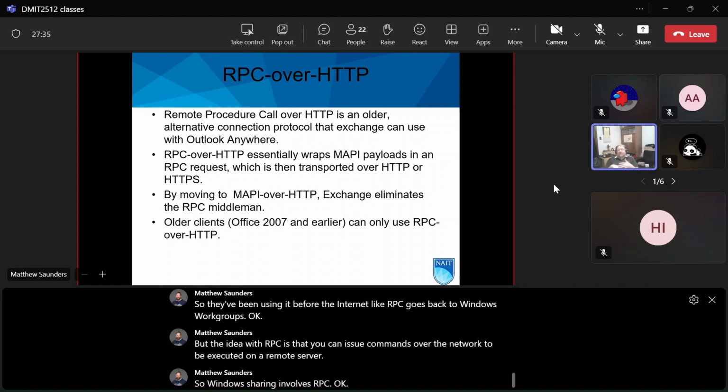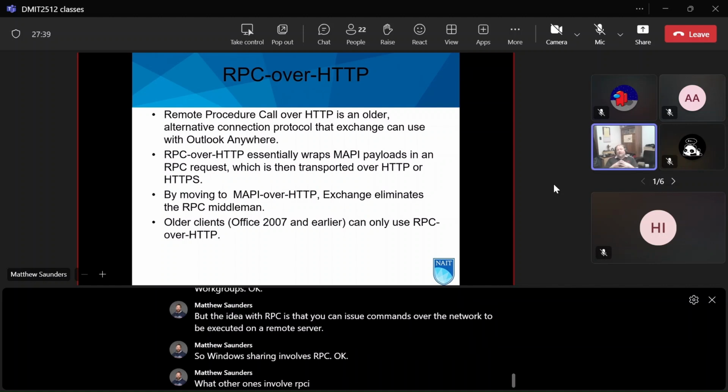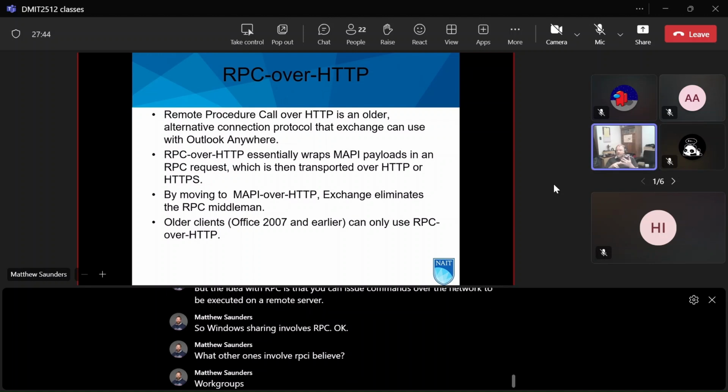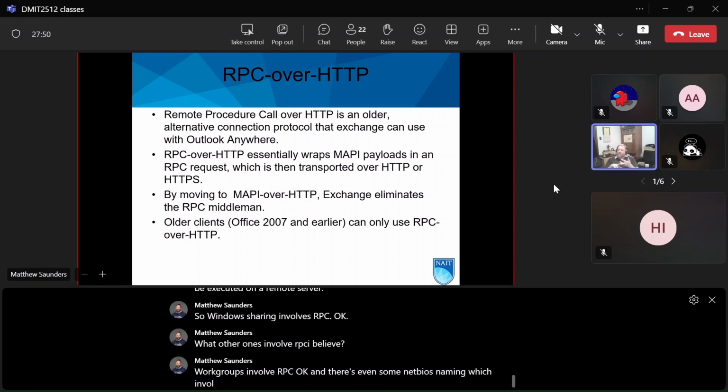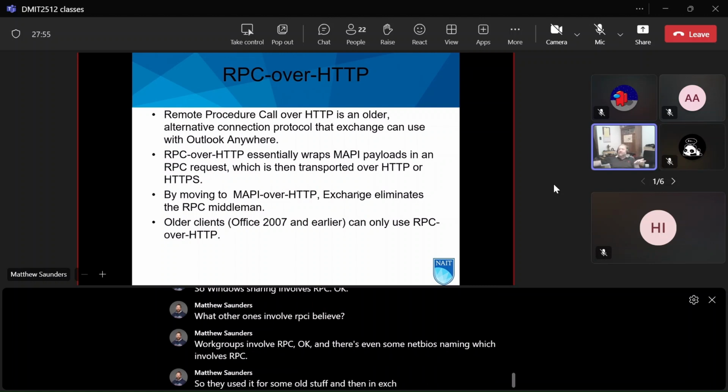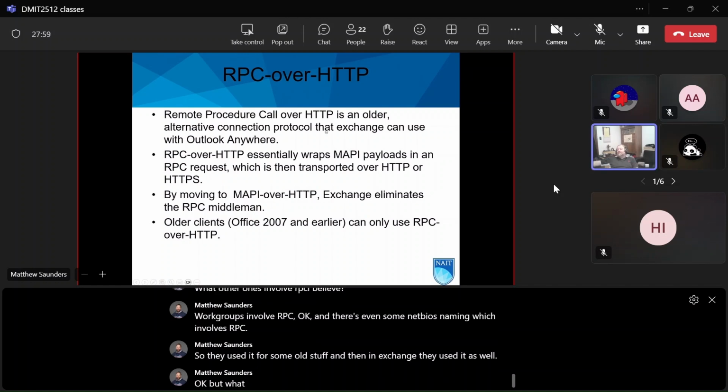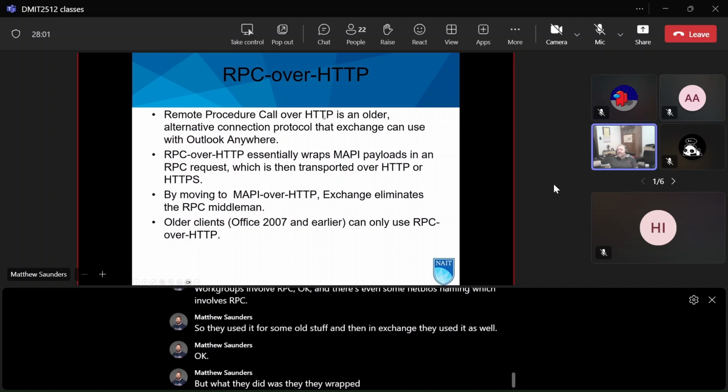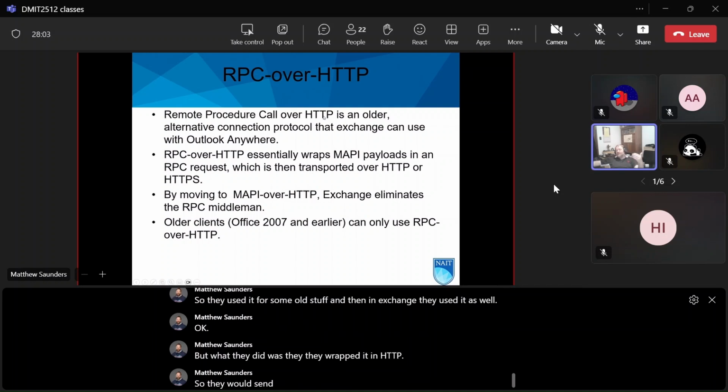What other ones involve RPC? I believe workgroups involve RPC. And there's even some NetBIOS naming, which involves RPC. So they used it for some old stuff, and then in Exchange they used it as well. But what they did was wrap it in HTTP, so they would send RPC requests over HTTP.